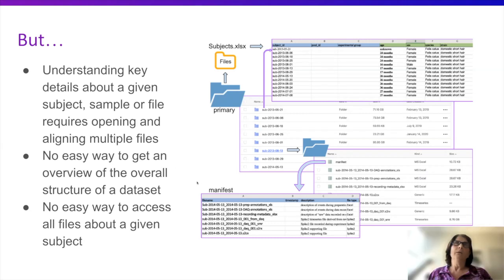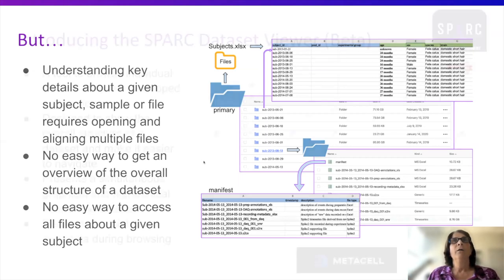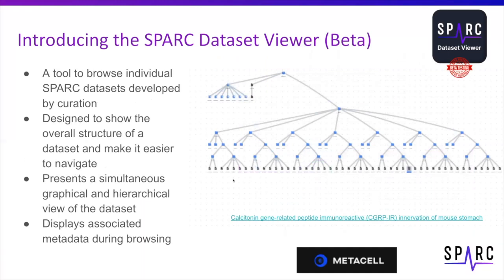But we also think that it may be useful in general if you use SPARC data, whether as an individual investigator who's preparing their data or somebody who's on the SPARC portal, to be able to understand what this data set is all about and much more easily relate metadata to, for example, individual subjects. So essentially, that is what the SPARC dataset viewer does.